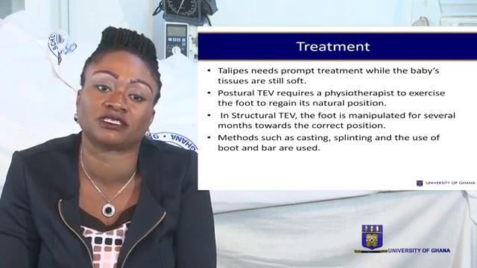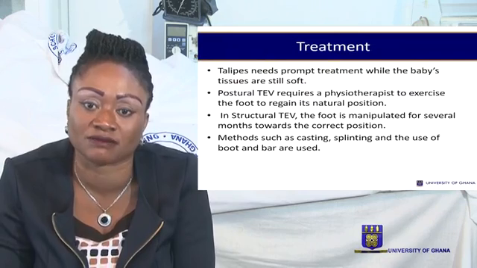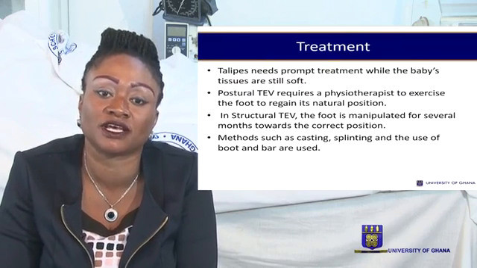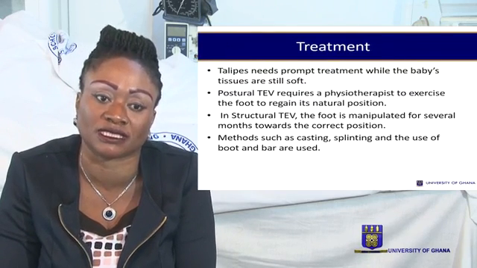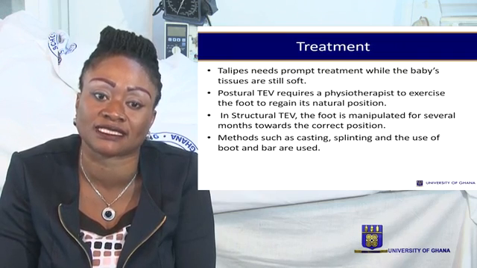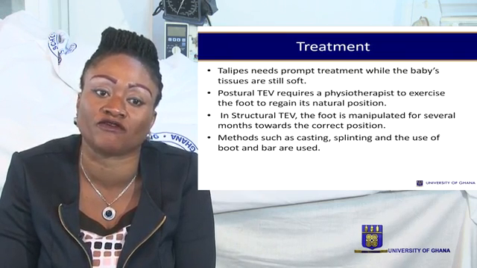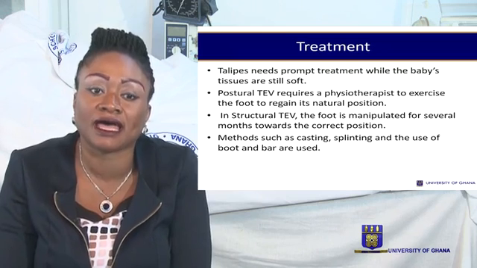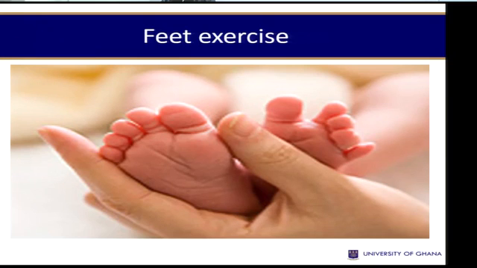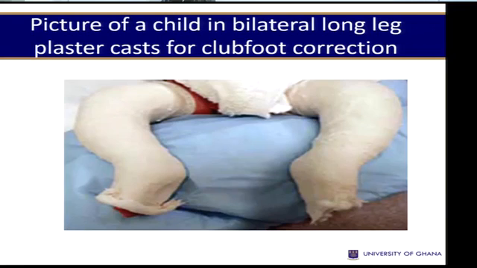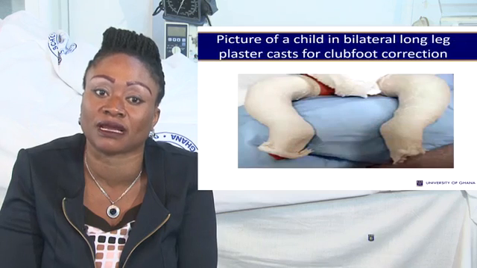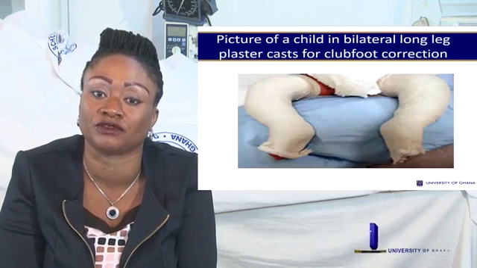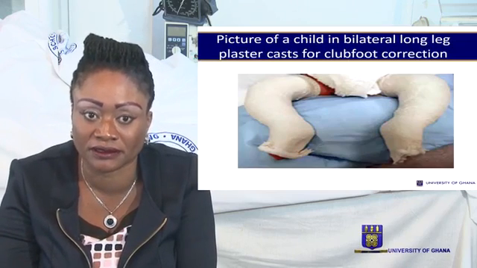However, in structural TEV, the foot is manipulated for several months towards the correct position, and methods such as casting, splinting, and the use of boots and bar are used. So that is a child being taken through foot exercises by the physiotherapist. And this is a picture of a child in bilateral long leg plaster cast for club foot correction.